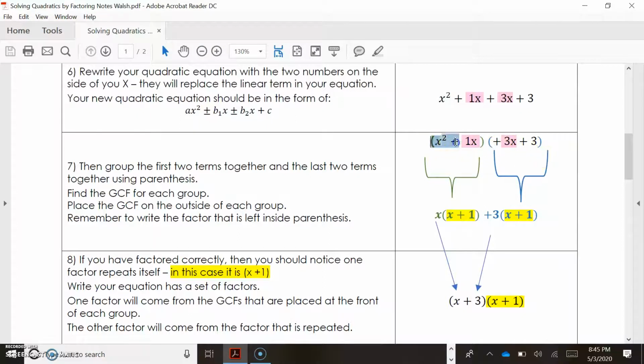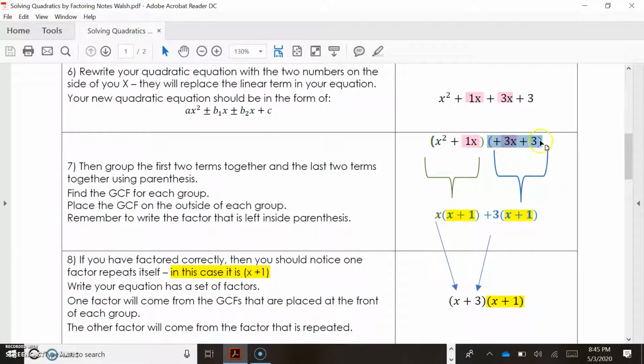Looking at these first two terms, we want to know what their greatest common factor is. There's not a number, but the variables still count. They both have an x, that's the GCF. And remember, we have to write the remaining factor. x times x is x squared. x times 1 is 1x.